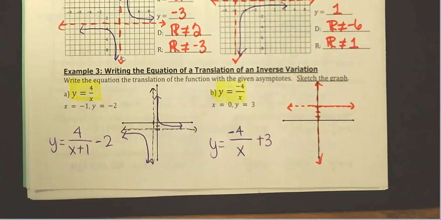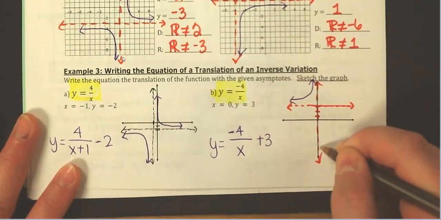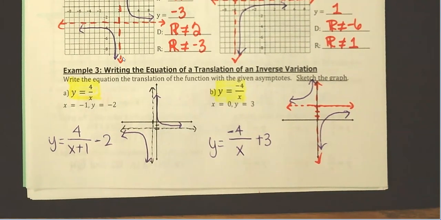And then here, we'd have to be careful because I had a negative 4 on the top of that. So my branches should be in quadrants 2 and 4 based on my asymptotes there. So it looks something like that, just as a sketch. Okay, is anybody having a question?